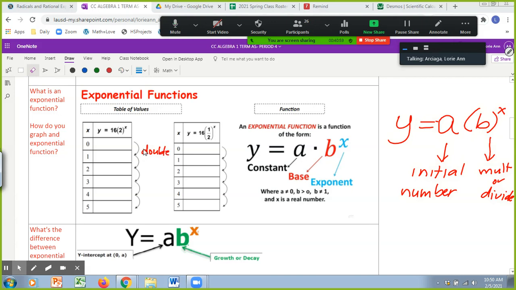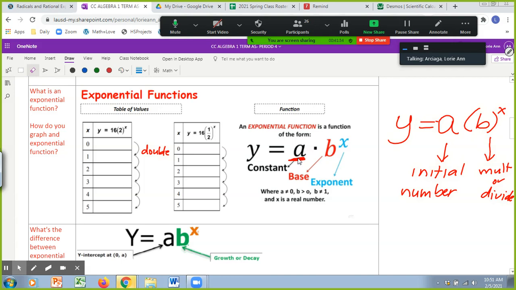But what's going to change now is that it has a number in front. In other words, when x is 0, instead of beginning with 2, you're going to begin with 16. Okay, so what does that mean to you? It's like your y-intercept when you're doing linear. So when you see a function like this, always, always, always look for a.